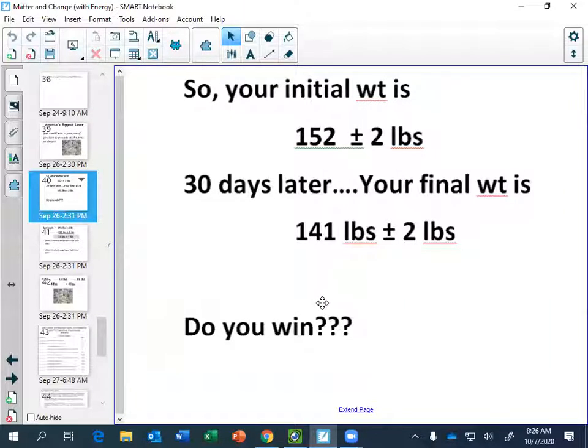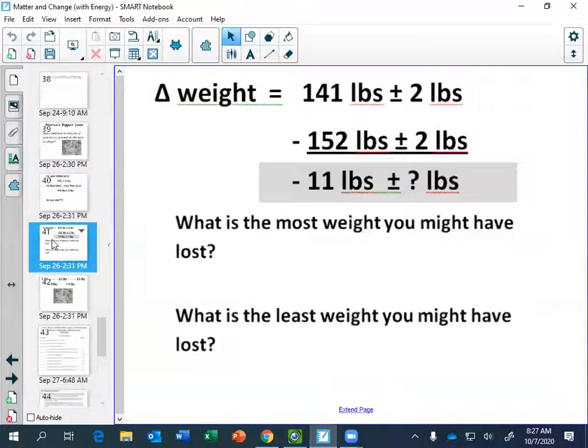So the deal was she had to lose 12 pounds. And if we look at the 152 and the 141, we realize that that does not come out to a loss of 12, it comes out to a loss of 11. But what we want to consider here, being the diligent scientists that we are, is there was some uncertainty in those measurements. And so my question is, what was the most weight that she lost or the least amount of weight?